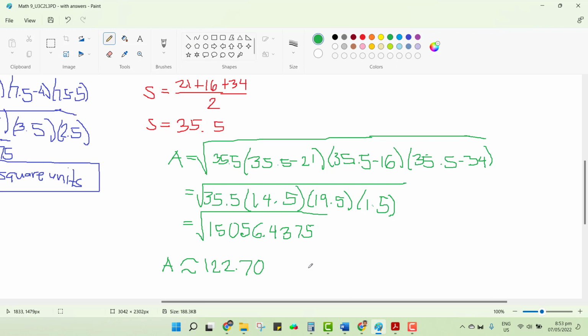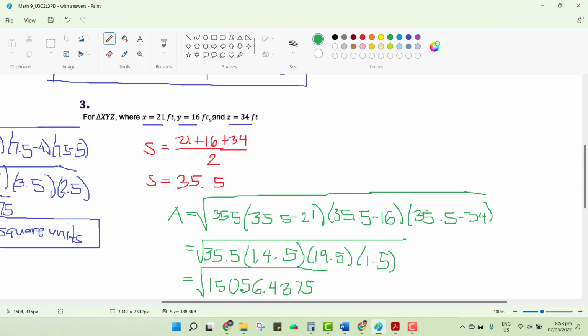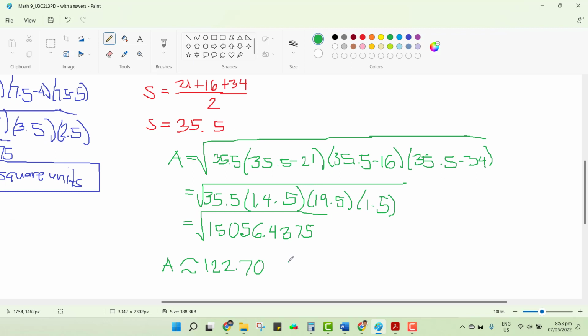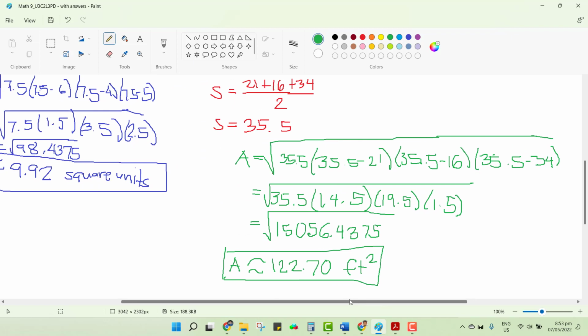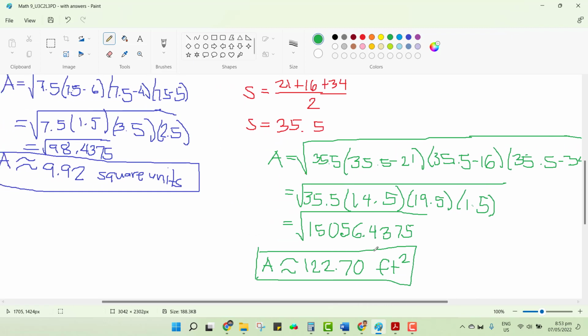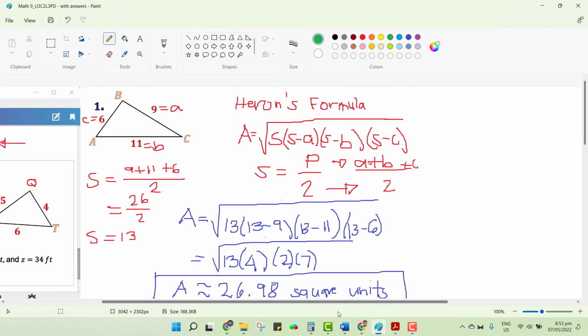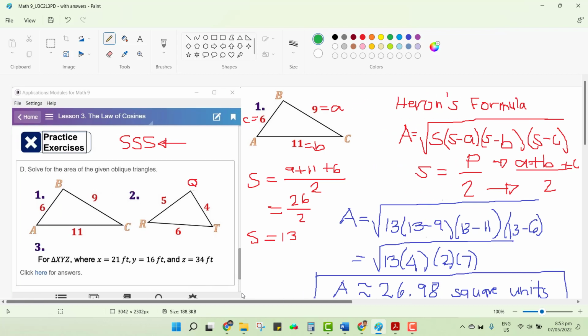Notice that in our process, we have not included the unit because it may confuse some of us. So let's return the proper unit. It's feet here. So you have to place here square feet or feet squared. This is now the area for the third triangle. We can solve the area of an oblique triangle using Heron's formula under SSS situations. You could use this as part of your review.